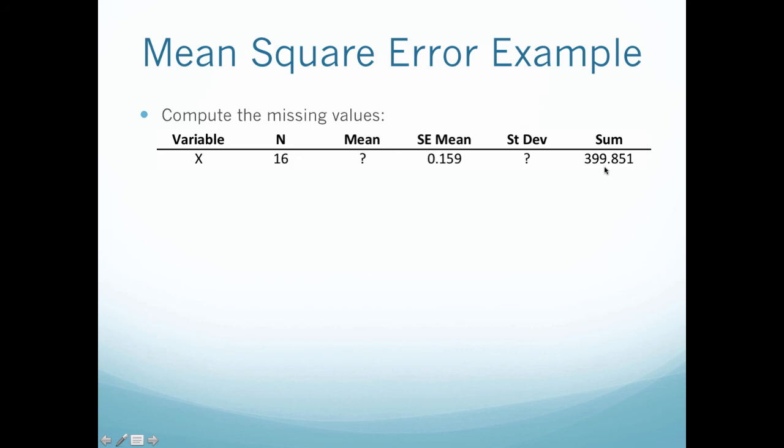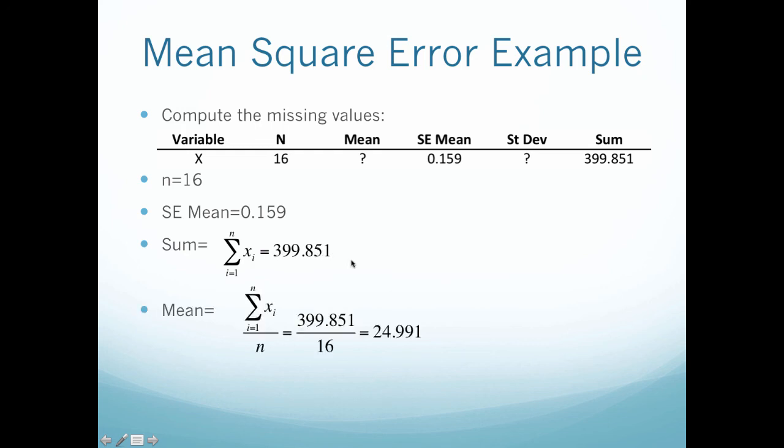Once again, we're supposed to calculate the missing values. So I have n equal to 16, a standard error of the mean of 0.159, and a sum equal to 399.851. It's up to you to remember what sum means. It's just the summation of each of my individual values. So my mean would just be my sum divided by my sample size. My mean would then be 24.991.